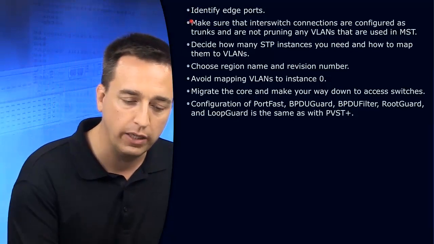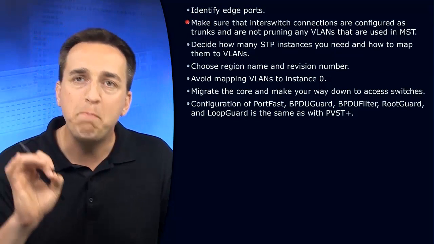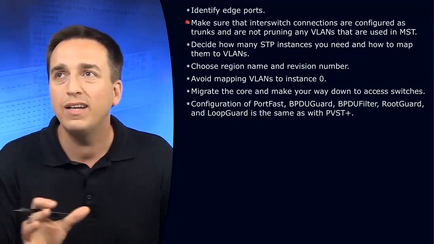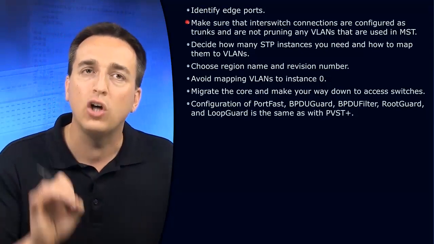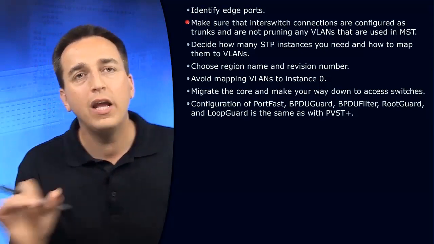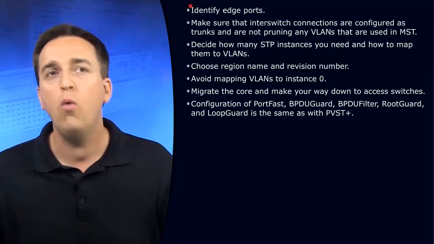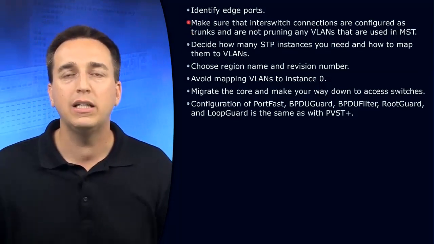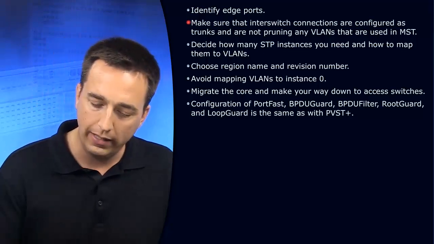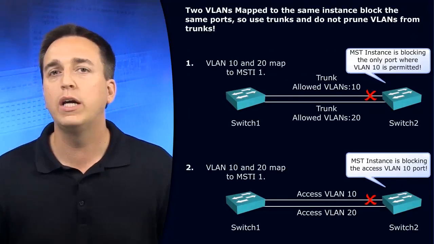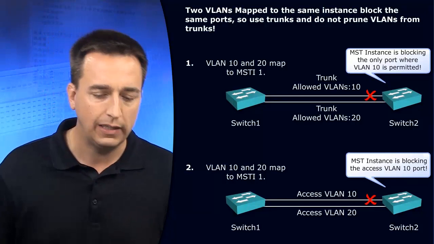Now, when it comes to those inter-switch connections, we really want to make sure, and in reality, it should be mandatory in this case, that the links are trunks and they are not pruning any VLANs that are used in multiple spanning tree protocol. Whoa, wait a second. That's right, I just said they should be trunks and we should not prune VLANs. Why is that? Well, let's examine what could happen if we aren't using trunks or we are pruning VLANs.